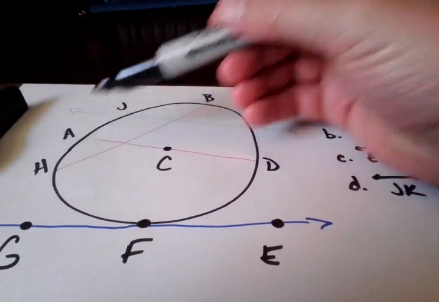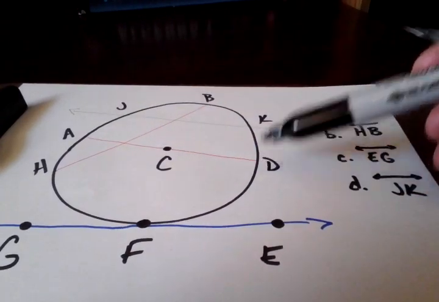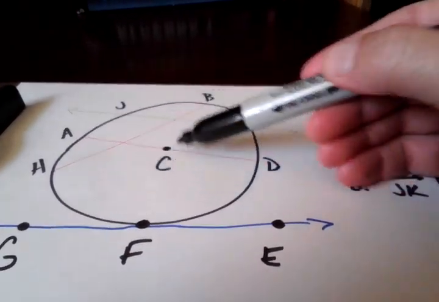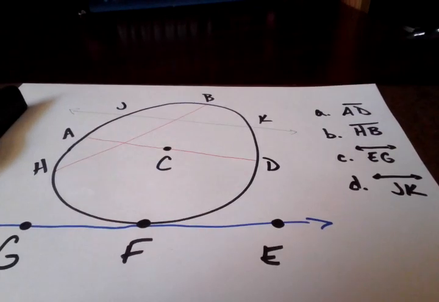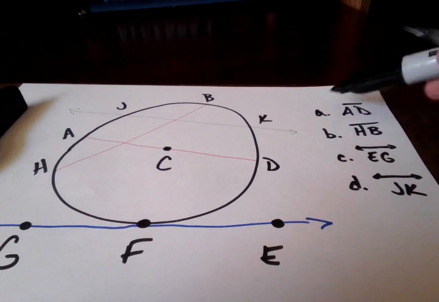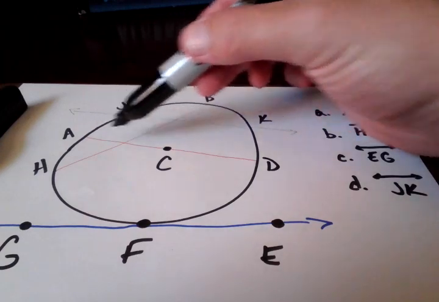So it's starting on each edge of the circle, and it goes through the center. So that's pretty easy. This is a diameter, right? AD is the diameter.